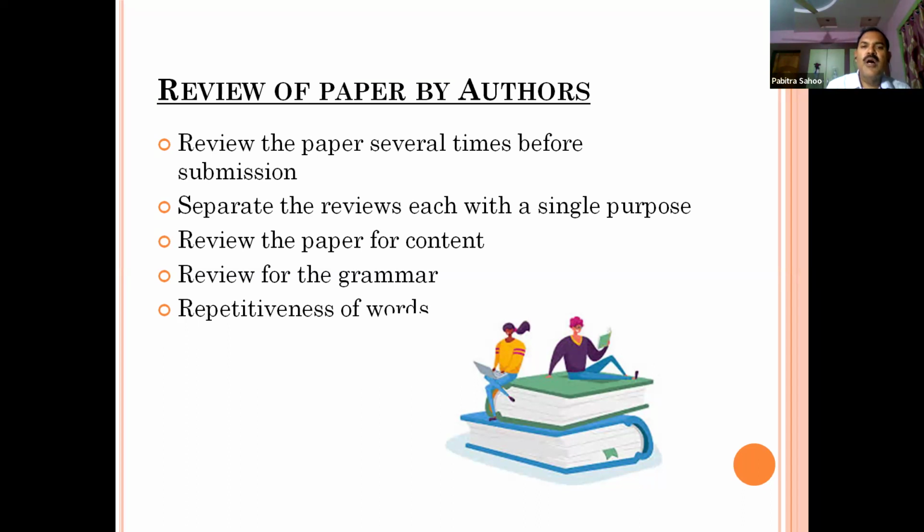Separate reviews, each with a single purpose. Review the paper for the content, and review it for the grammar. If you have a grammar system, you can at least do a basic grammar check using software like Grammarly, and correct the basic grammar errors. If you have advanced Grammarly or other advanced software, you should go through that, correct your sentences, correct your nouns, and correct your grammar before submitting.